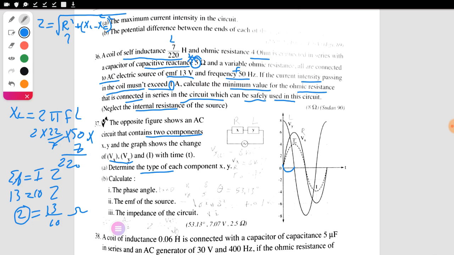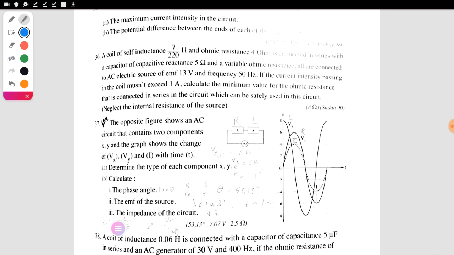Calculate the phase angle. The phase angle: tan theta equals VL over VR, equal 8/5. From this, we can determine theta equal 53 degrees. Impedance of the circuit Z equals V effective over I effective, equal 2.5.